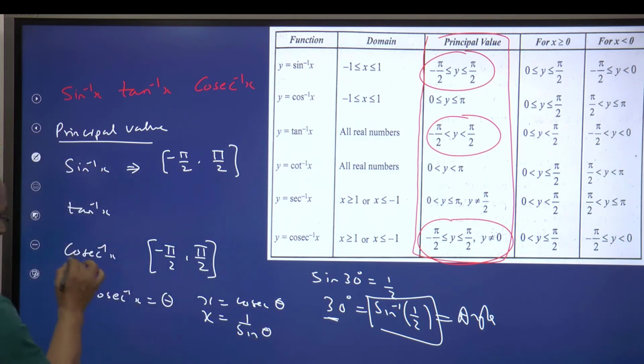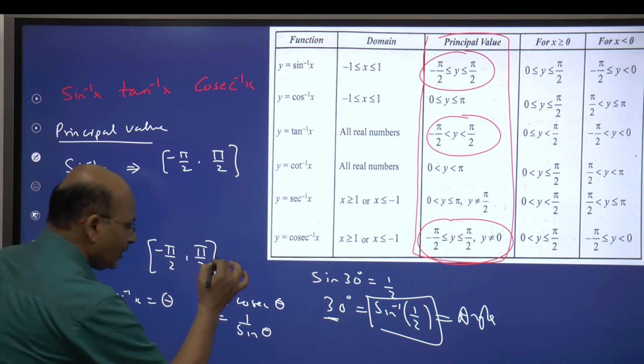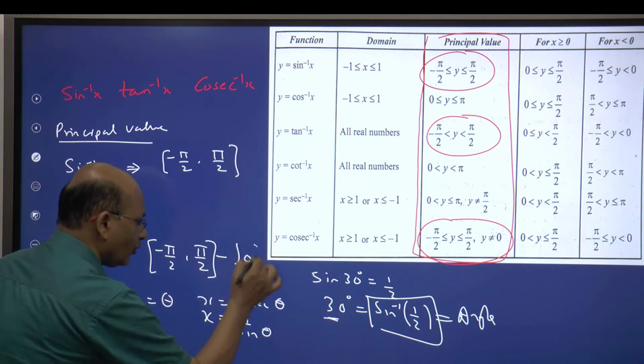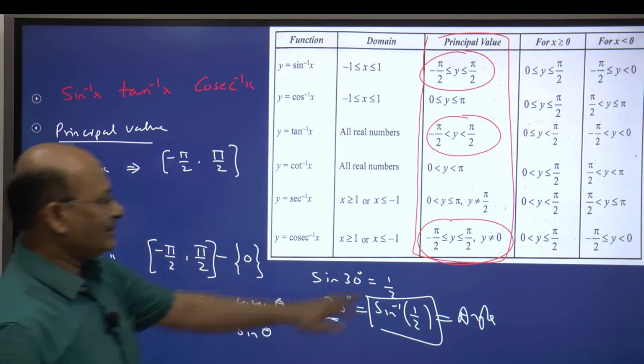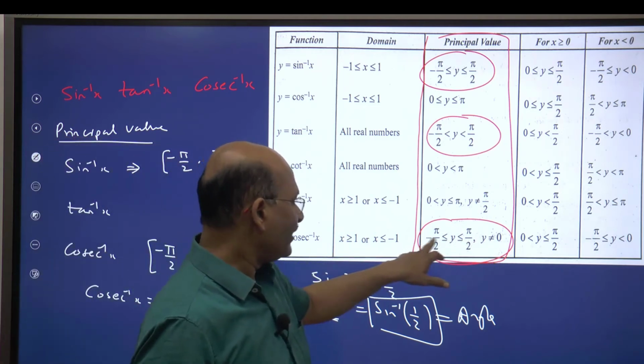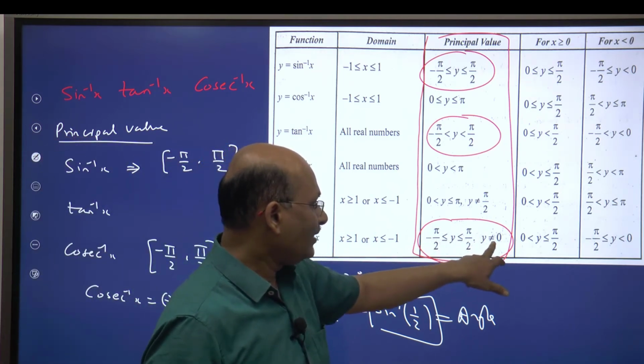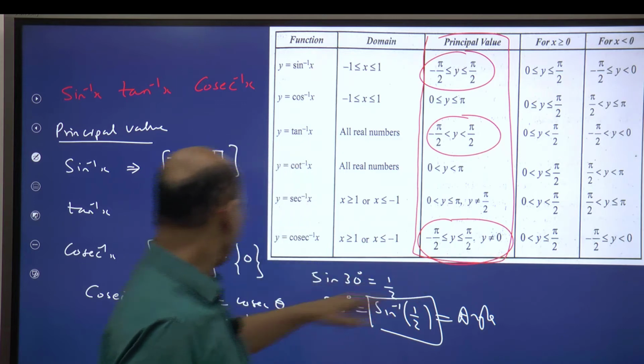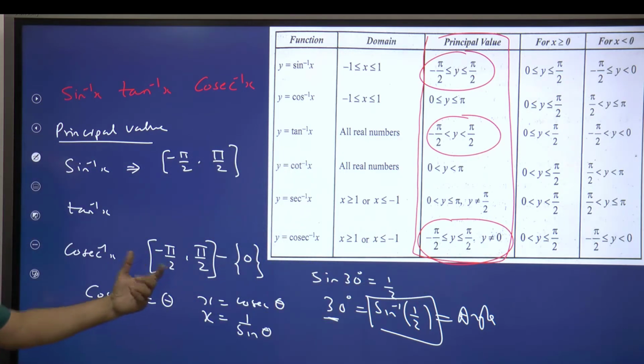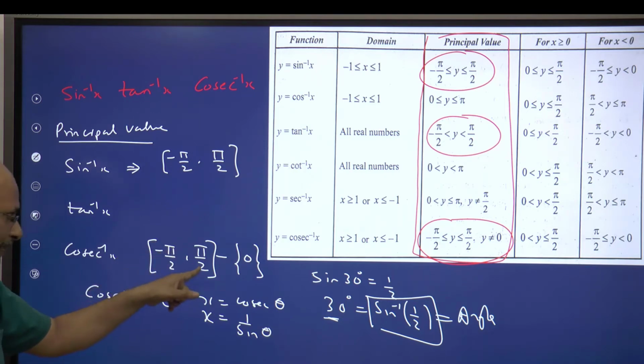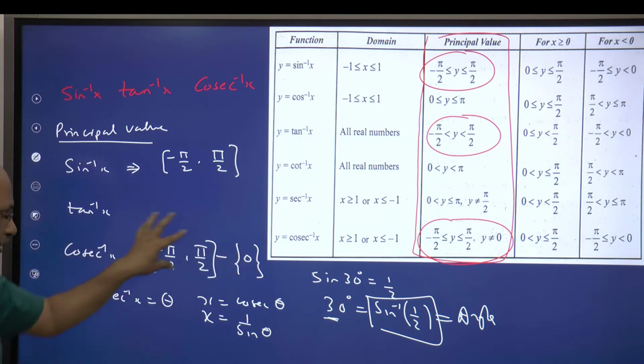So in short, for cosec inverse x, in terms of theta, remove 0 from here. That's why they said here that for cosec it is minus pi by 2 to pi by 2 and y is not equal to 0. I hope you got this point clear. So in this case the principal value is minus pi by 2 to pi by 2 minus 0. Remove this 0.